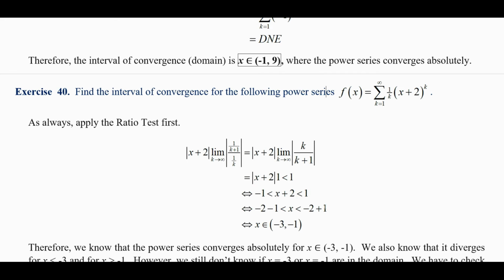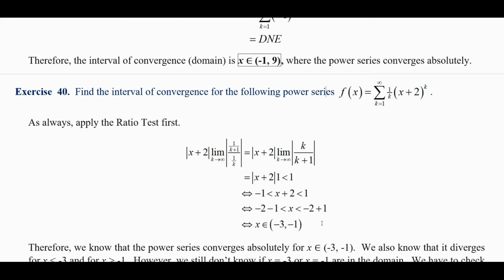So it's centered at negative 2, right in the middle of this interval, and it goes 1 to the left and the right. So the radius is 1, and the center is negative 2. And that gives us, of course, negative 3 and negative 1. And so we know for x strictly between negative 3 and negative 1, this series is going to converge absolutely.